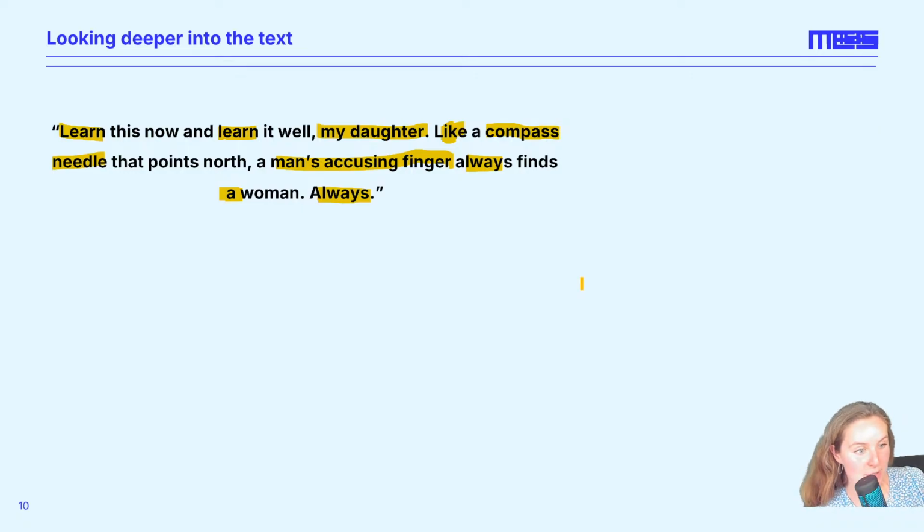So that suggests that the compass needle, the man's accusing finger, and that blame of a pointed finger pointing straight at you is automatic. It's even subconscious. No matter what happens, that compass needle is going to move north, and no matter what happens, a man's accusing finger is going to point towards a woman. So this is suggesting that this is a systemic issue. This isn't just about Nana and her life or possibly her prejudices. This is about society, right? A society that automatically blames women for the actions or inactions or misdeeds of women.